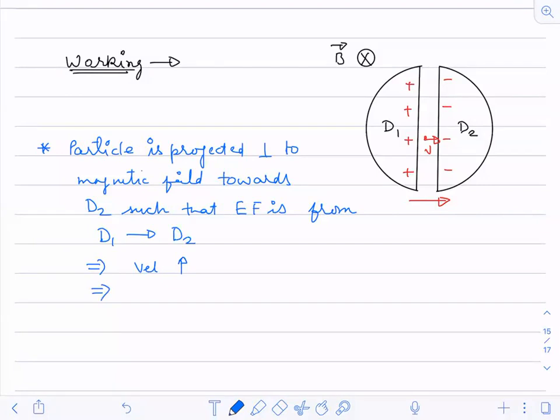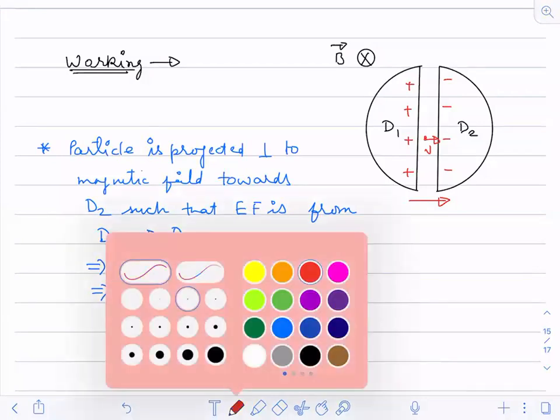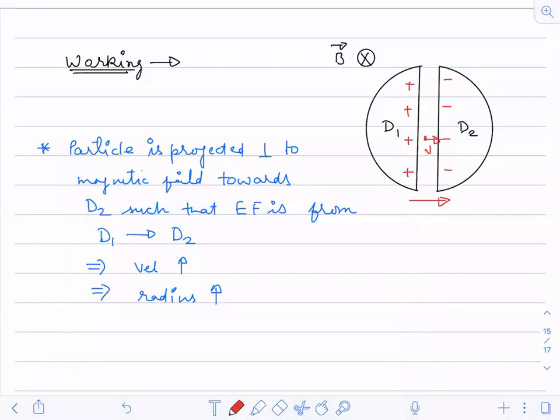Yesterday itself I have told you, if velocity is increasing, what will happen to the radius? Radius also increases. Now, if the velocity is increasing and the radius is also increasing, this particle will move within this electric field like this, in a circular path.